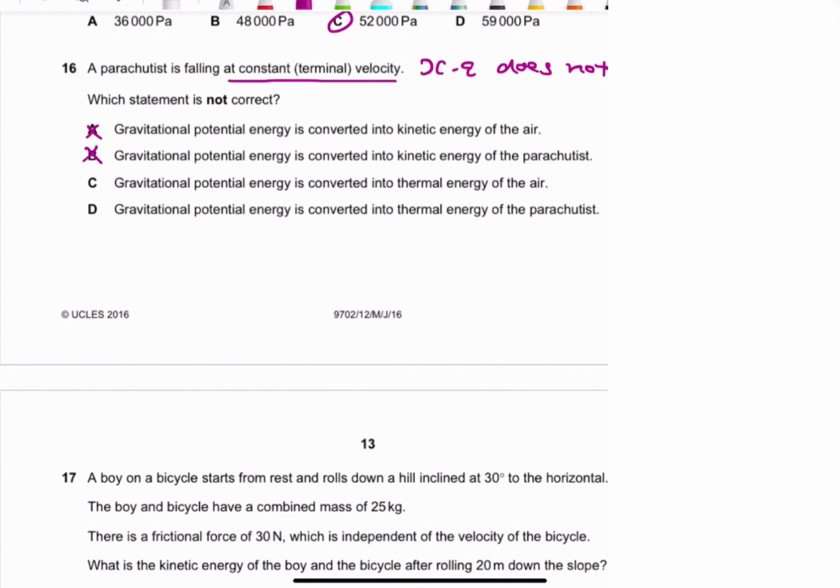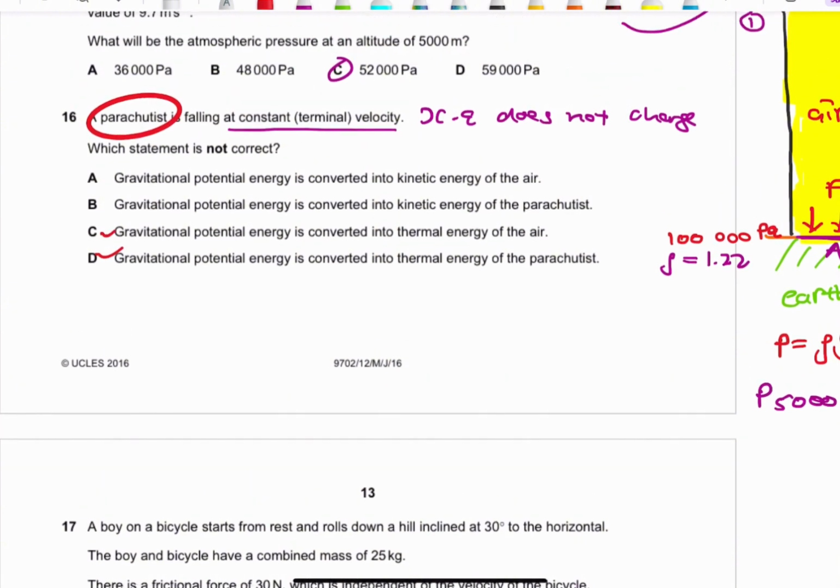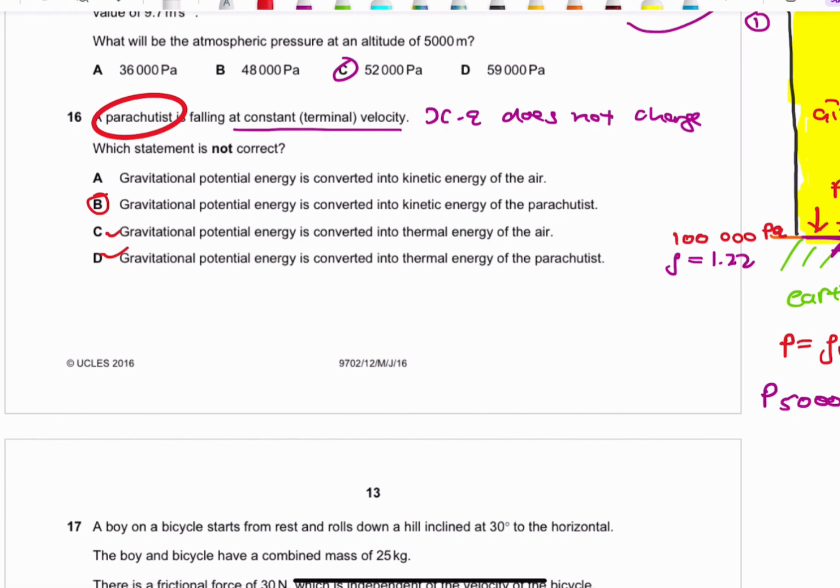let's see. Sorry. So at a constant velocity, meaning the kinetic energy of the parachutist does not change, right? So in D, it's converted to thermal energy of the parachutist. That might happen, right? Because the parachutist might heat up, because gravitational energy is converted into thermal energy. It might be converted into thermal energy of the air, might be possible, but kinetic energy of the parachutist, this is my correct answer. This will not happen because the parachutist has to fall at a constant velocity, meaning that the kinetic energy should not change for the parachutist, right?